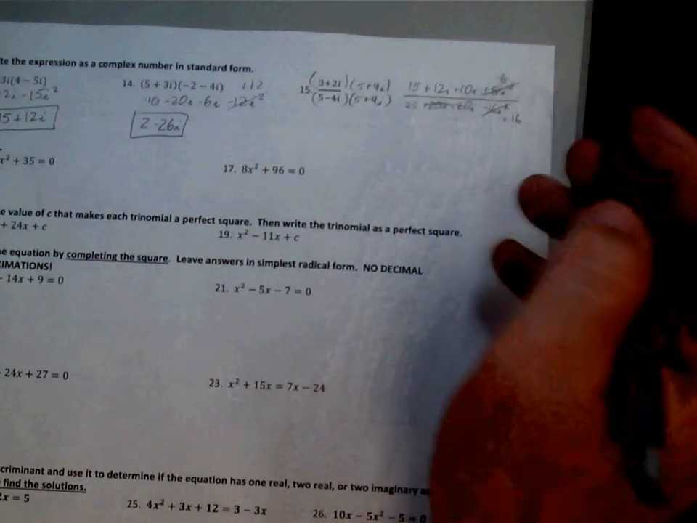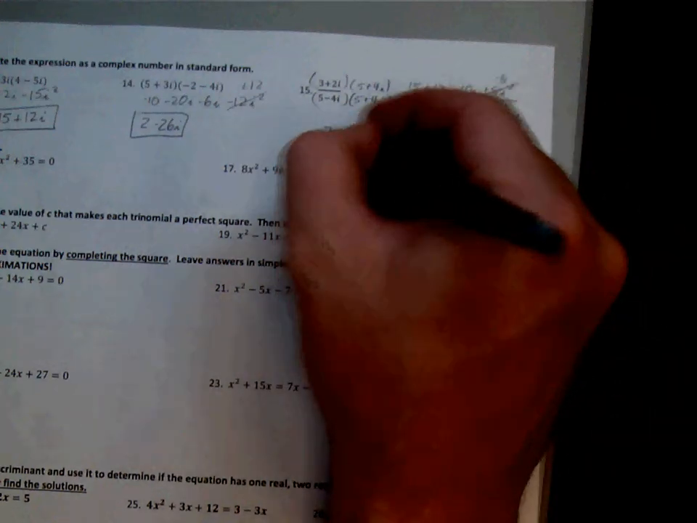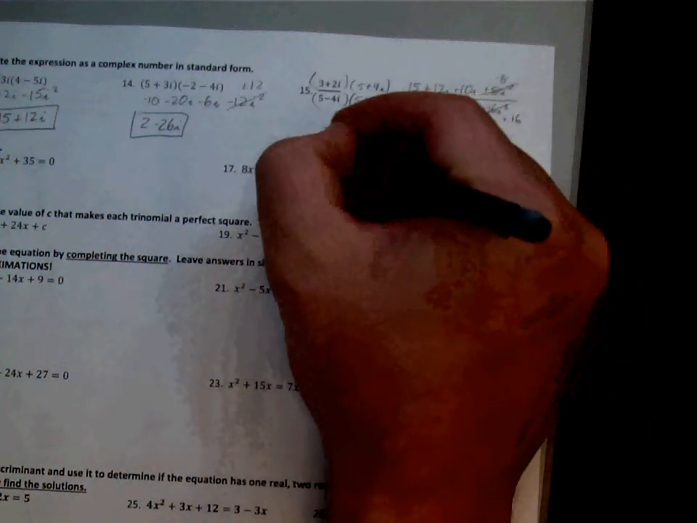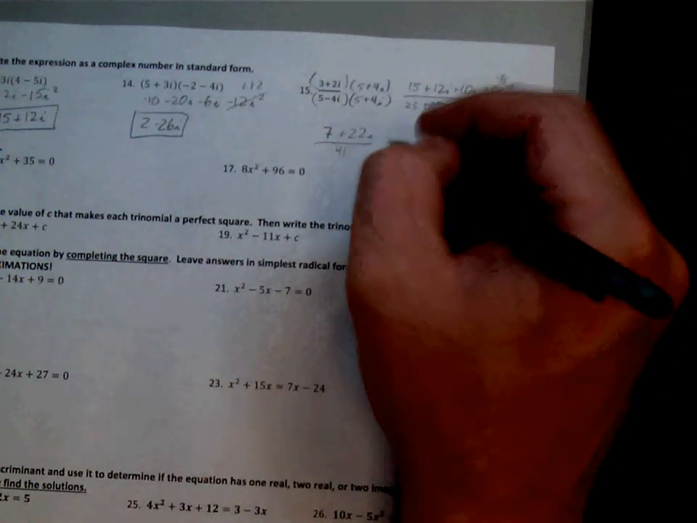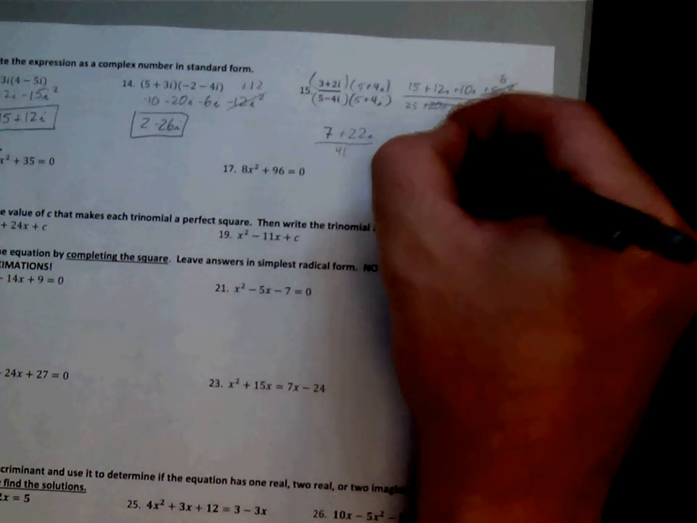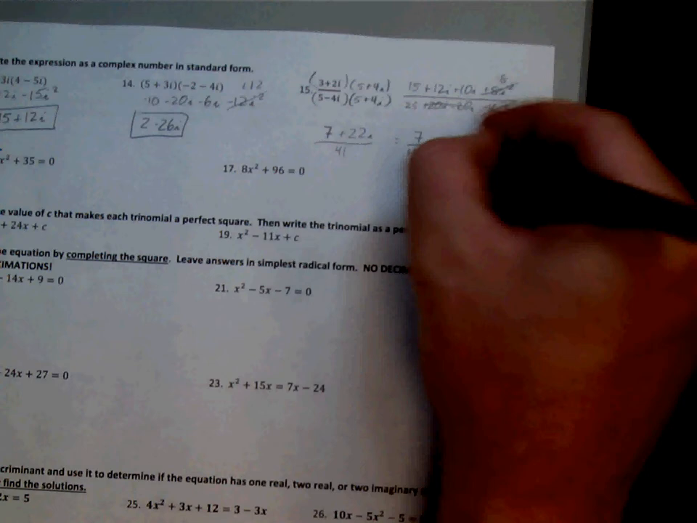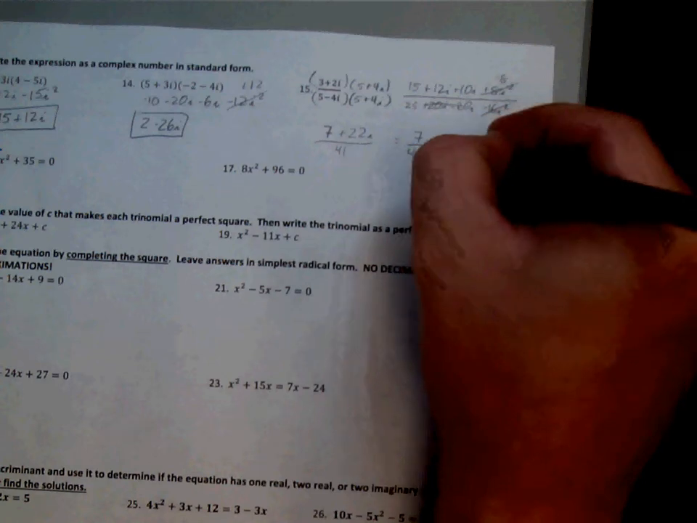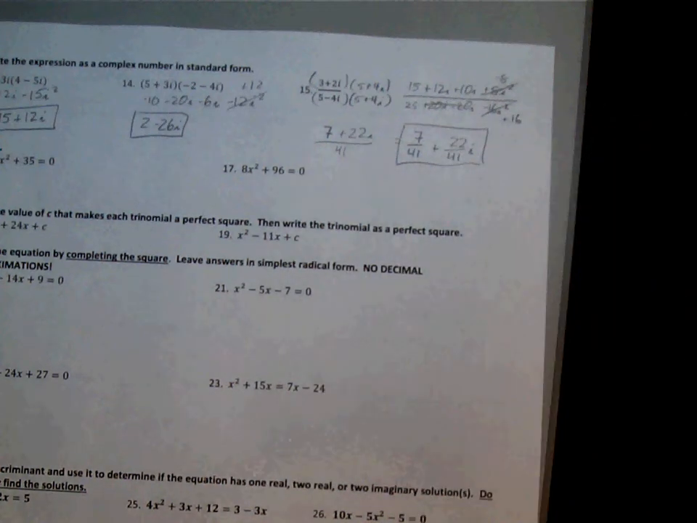So on the top, 15 minus 8 is 7. 12i and 10i make 22i. Over 25 plus 16 is 41. Now it says to write in standard form, so let's write the real part first. So write as a fraction, 7 over 41 plus, and then the complex part, 22 over 41 i. 7/41 plus 22/41 i.